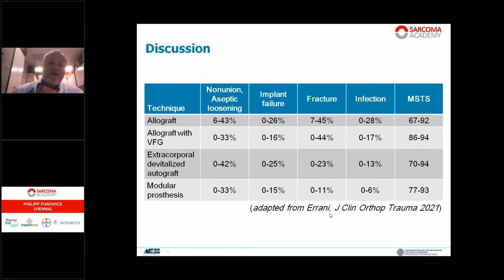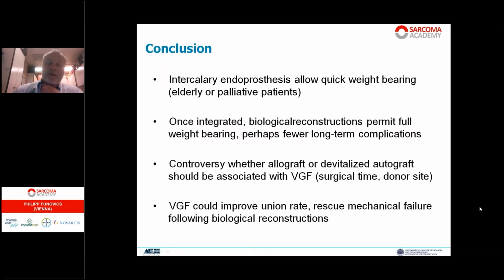But there is a very recent good read, which is a literature review by Erani, published this year. You see that non-union and aseptic loosening rates in more than 20 papers are rather equally distributed between all the different modes. Implant failure, fracture rates, there simply is no answer to what the best mode of reconstruction for this patient is, and also MSTS score representing patient function is rather identical amongst all these different procedures.